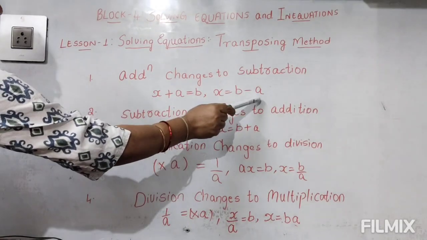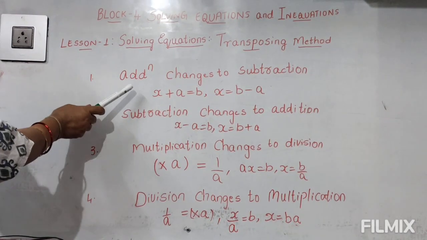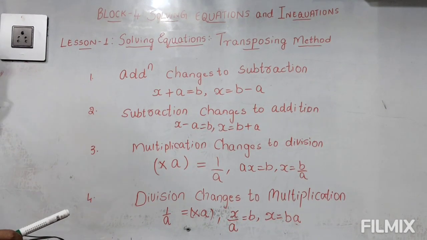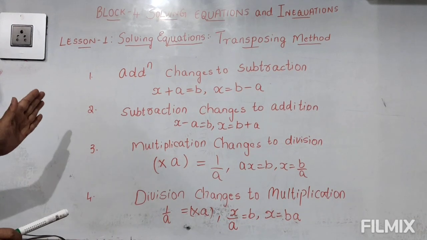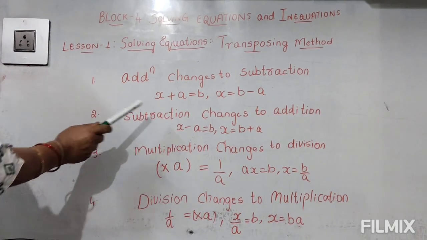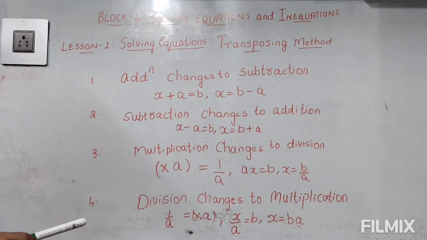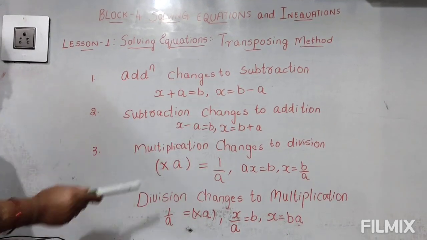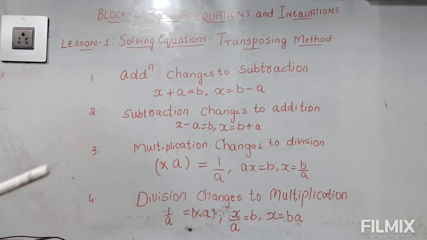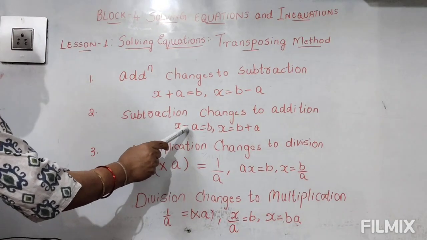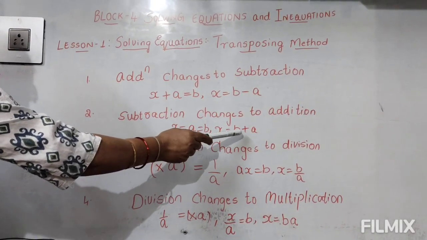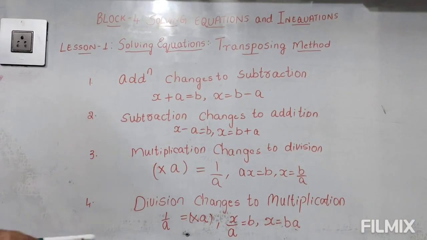This plus a becomes minus a. That is, addition changes to subtraction. So, to bring the terms towards one side and the variable on the other side. Here also, look at this equation now. Subtraction changes to addition. See, x minus a is equal to b. X is equal to, retain this b as it is. Now, I am shifting this minus a to the right hand side. Can you see? X is equal to b plus a, isn't it?